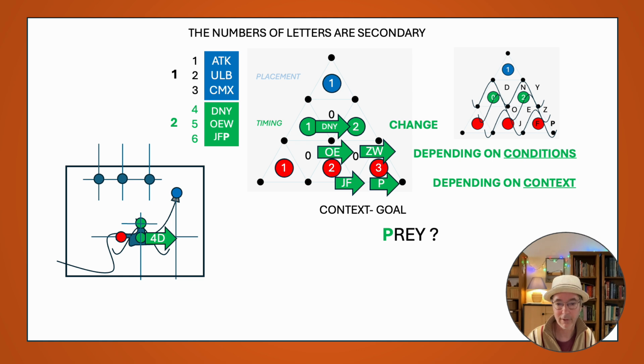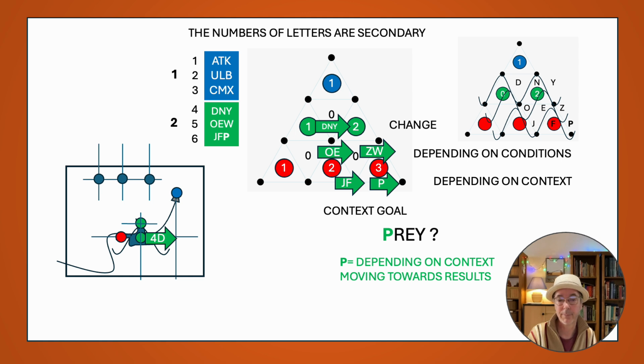More and more you have a context. The last letter, of course, P, completely ends into a context, so it has a goal of context. And that's what pray is about. It's all depending on context what kind of results that I will receive in the word pray. So P is depending on context, moving towards its results, moving in time. It's still about time. It's moving in time towards an end result that will show itself into a context.